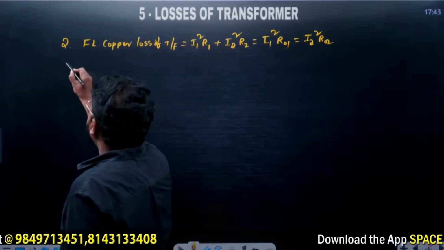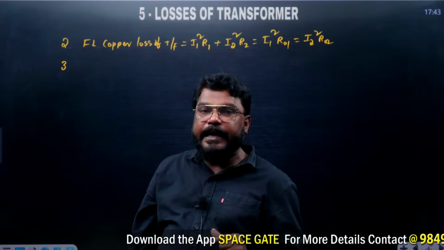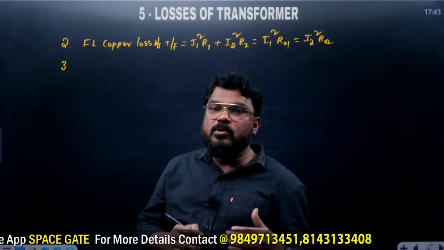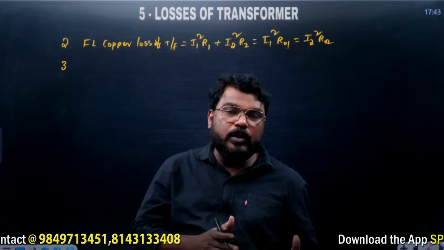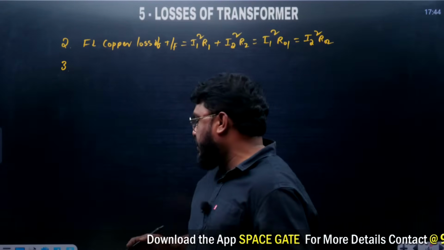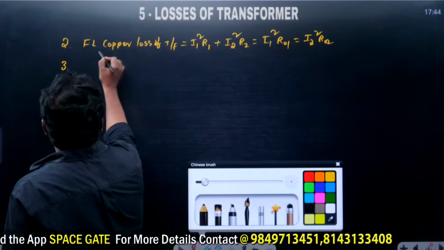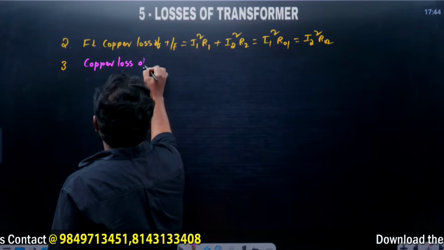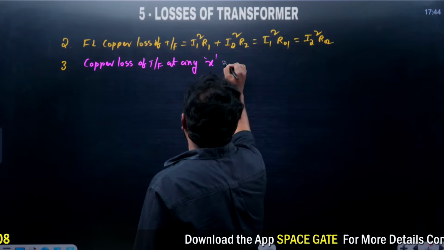And next, another possibility of the question: copper losses of the transformer at any x of the load, where x is a fraction of the load. For example, x is equal to 1 for full load condition, x is equal to 1 by 2 for half full load condition, x is equal to 1 by 4 for 1 by 4th full load condition. And this one is the first one, copper loss of transformer at any x of the load.